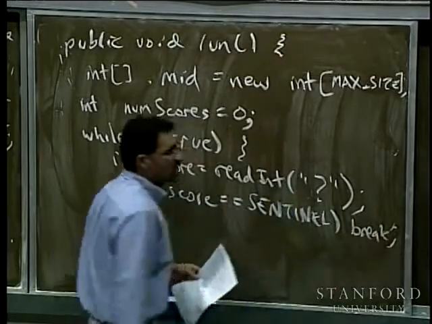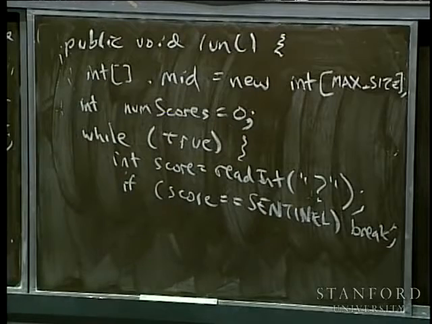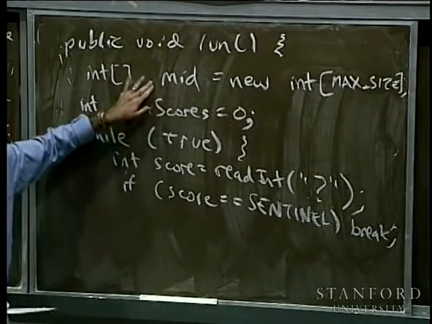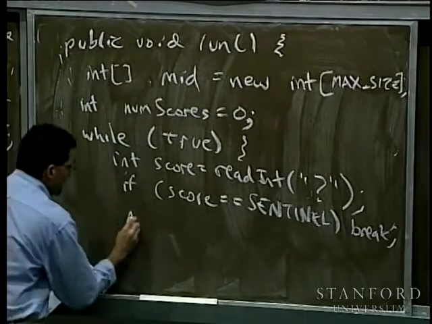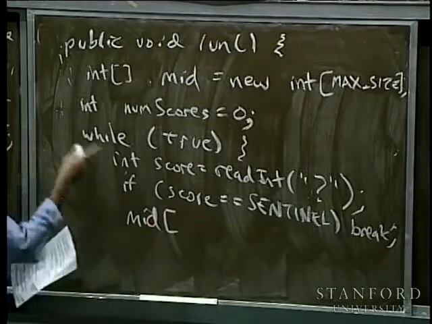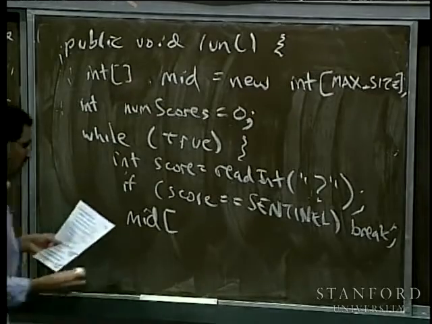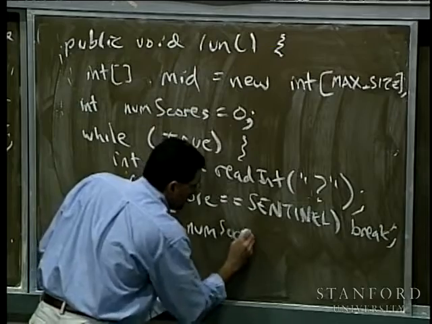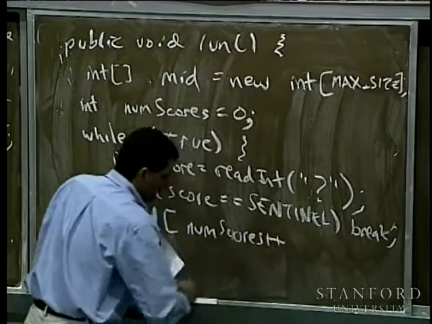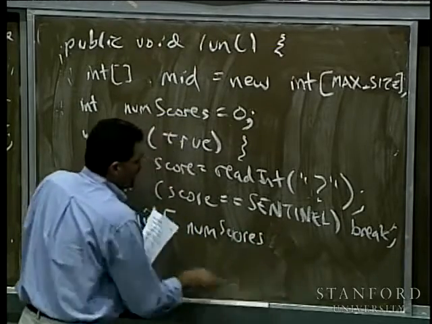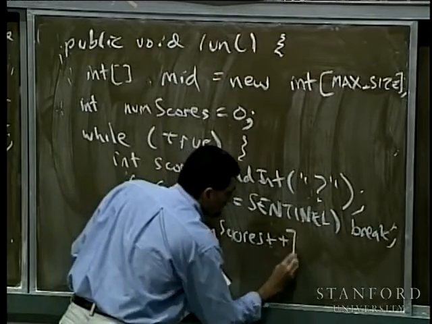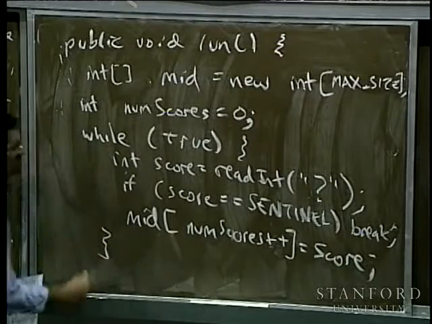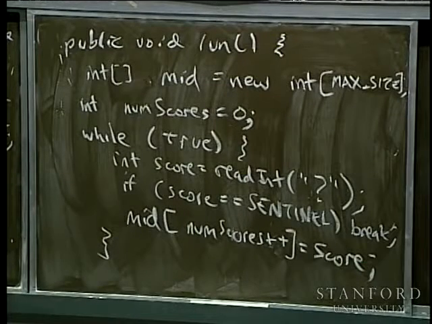But if they gave me a score that was not a -1, so it's some valid score, then I want to store that in my array. And so the way I'm going to store that in my array is I'm going to say mid sub, and here's where I'm going to get funky with my ++ operator, num scores ++. Let me write that a little more clearly. Num scores ++ equals score. And there's the end of my while loop. Okay, and then my program will go on after that.